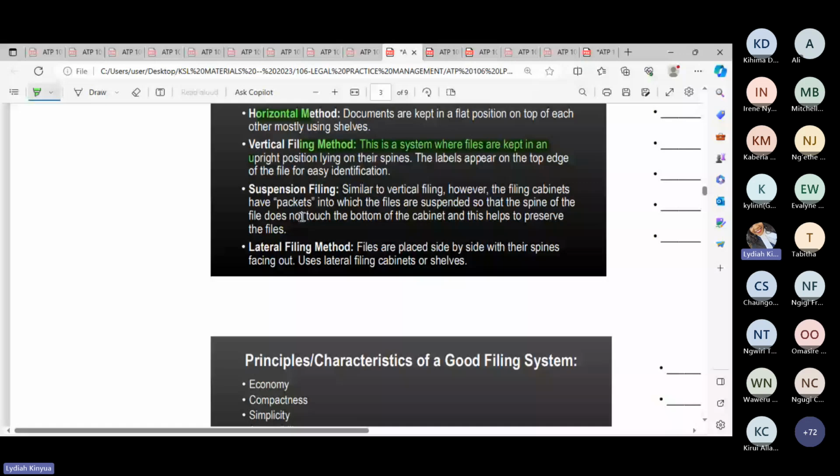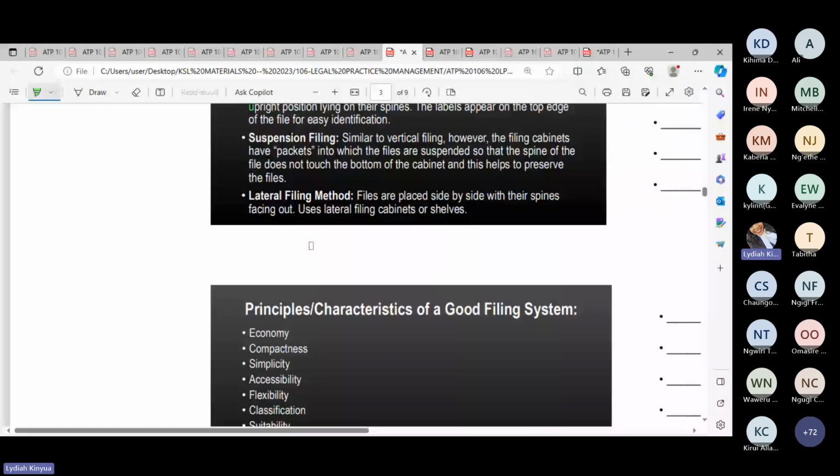Method equally. And then there is the lateral filing method. Lateral is where files are placed side by side with their spines facing out. So you can use lateral filing cabinets. You buy them specifically for lateral filing. So you can use lateral filing cabinets or shelves for your lateral filing method.